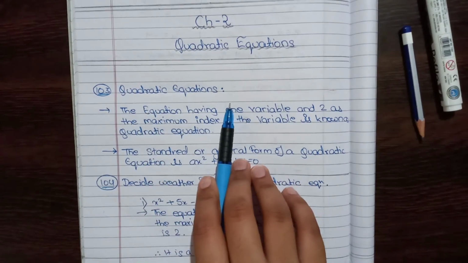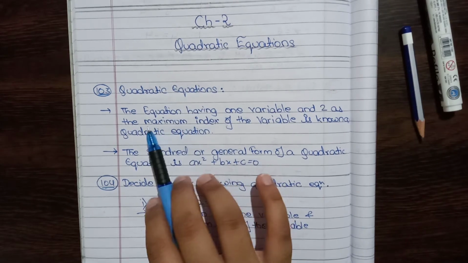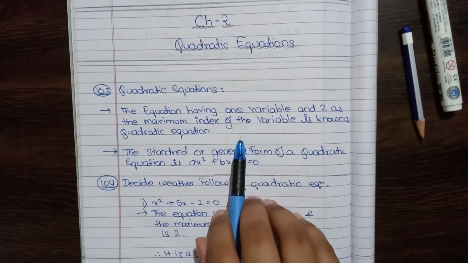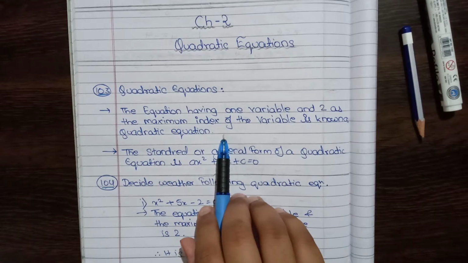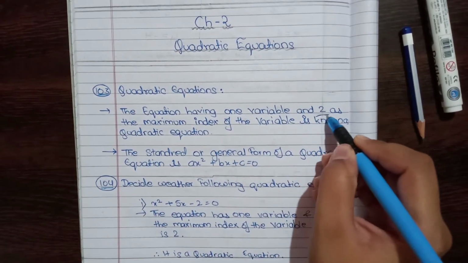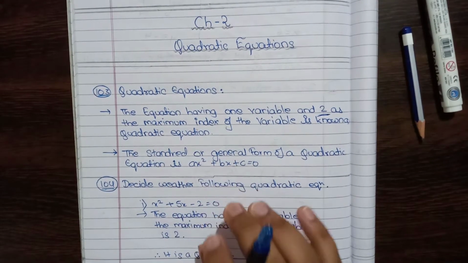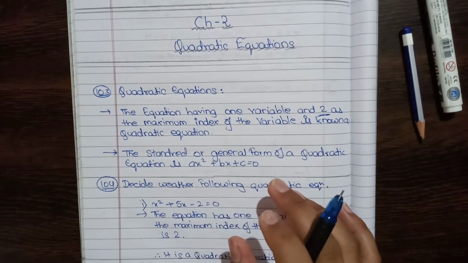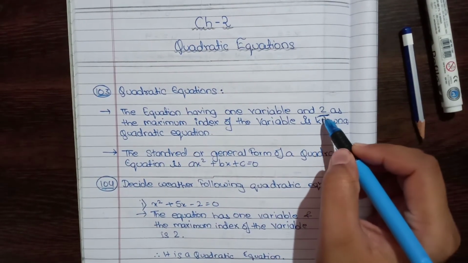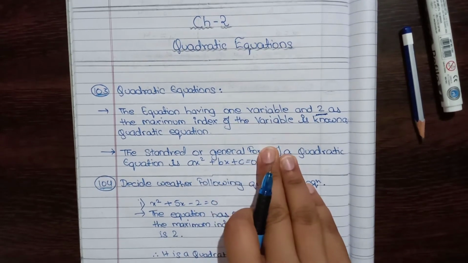First of all, what is a quadratic equation? As I have explained in the previous video, I will explain it again. An equation having one variable with 2 as the maximum index of the variable is known as a quadratic equation. The maximum index should be 2 only, then only it is a quadratic equation, otherwise it is not. If the maximum index is not 2, then we should convert it so that it becomes 2, and only after that can we solve that equation.